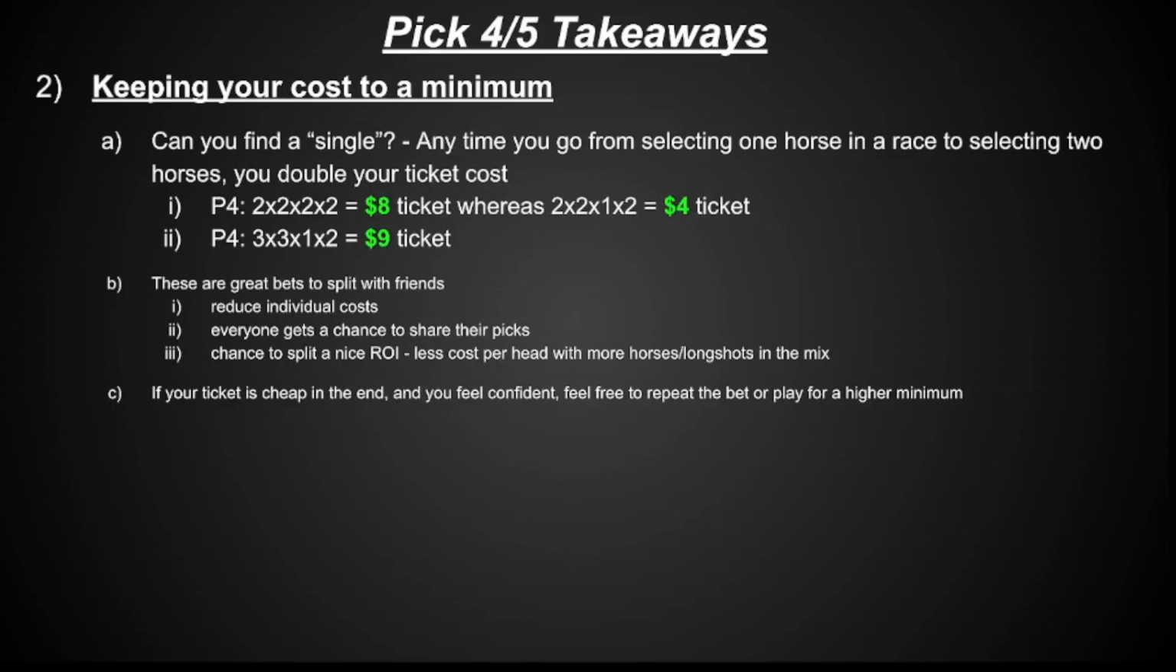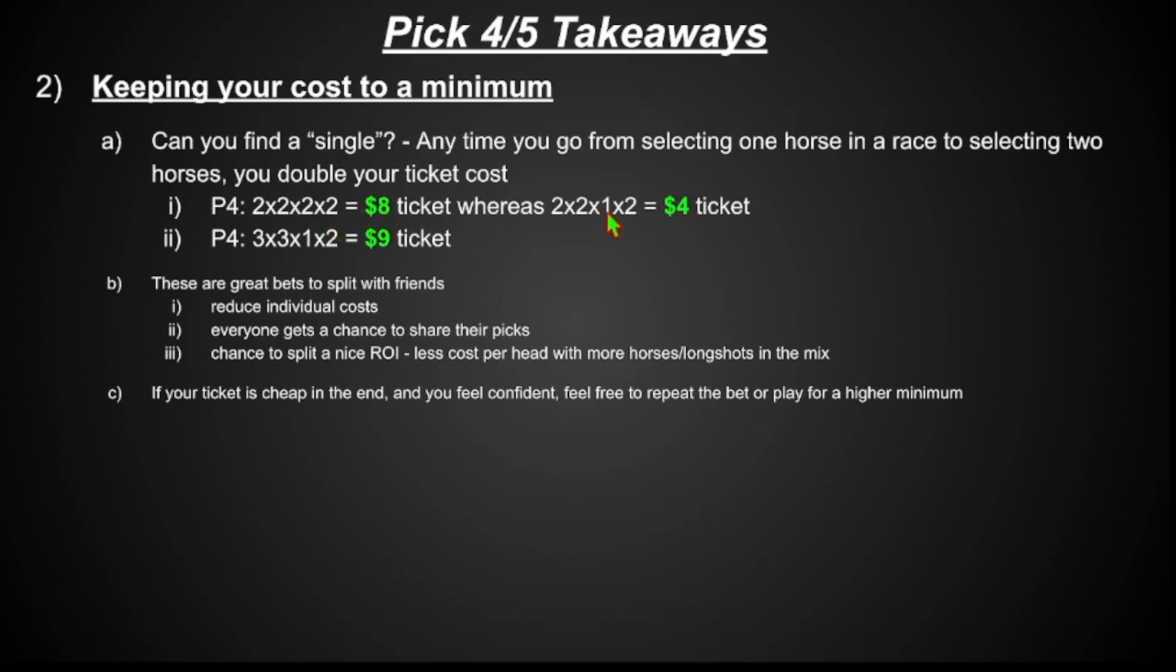Keep your cost to a minimum. Can you find a single? Anytime you go from selecting 1 horse in a race to selecting 2 horses, you double your ticket cost. So for example, the pick 4, if you go 2 horses in the first race, 2 in the second, 2 in the third, 2 in the fourth, it's an $8 ticket, whereas 2 by 2 by 1 by 2 is a $4 ticket.